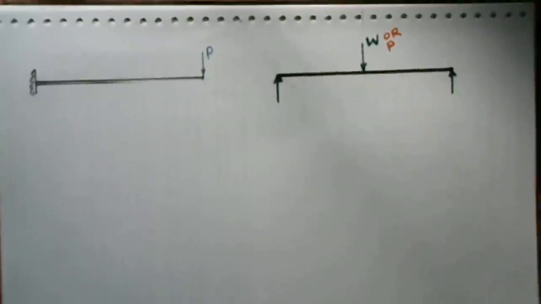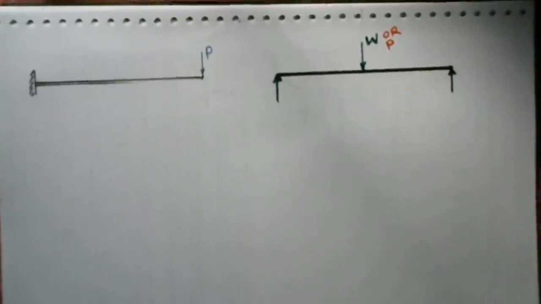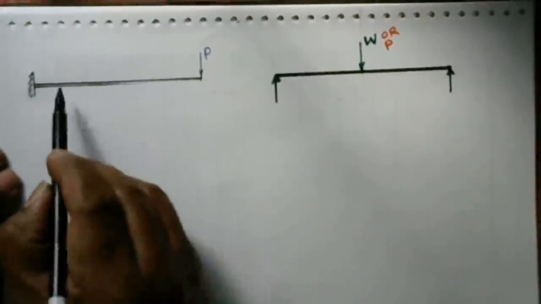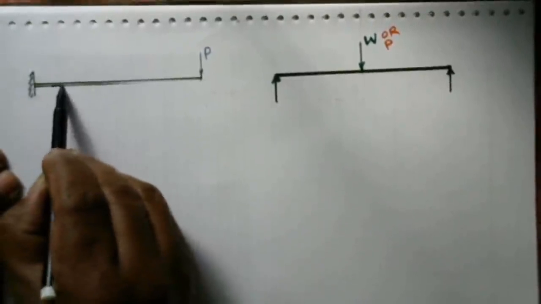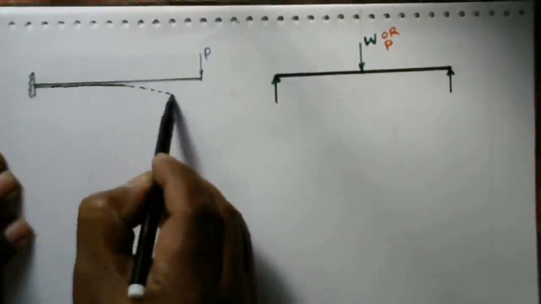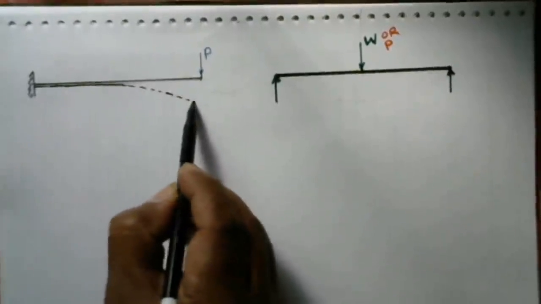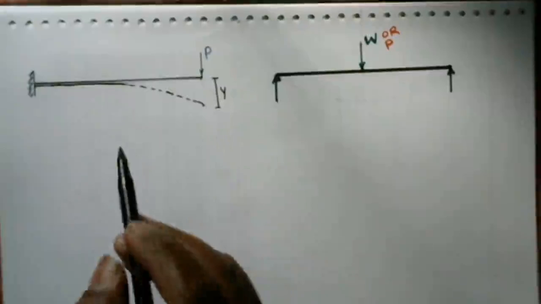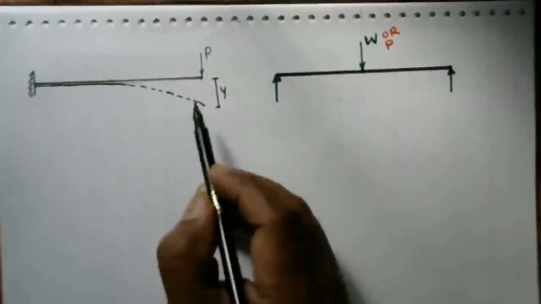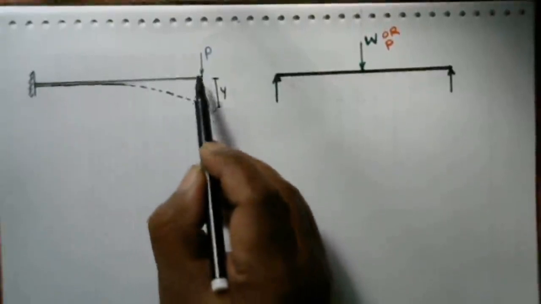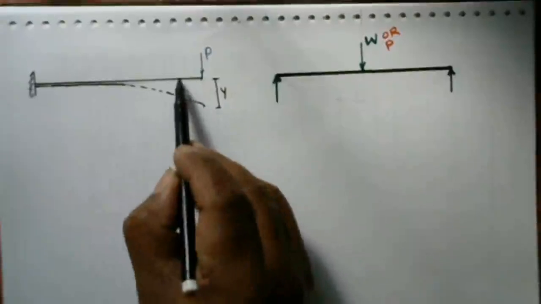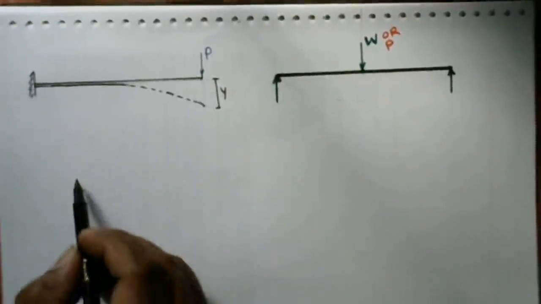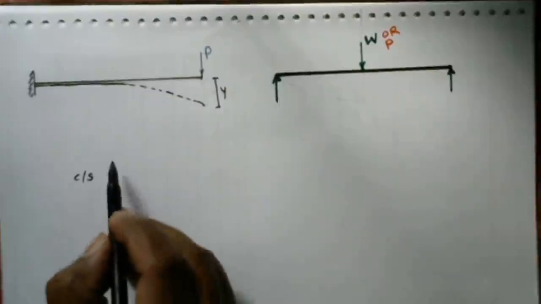Now let's see here, the cantilever beam is subjected to a point load. When the point load is acting on that beam, the beam deflects from its original position in the y direction. It is observed that when the beam or cantilever is subjected to some type of loading, it deflects from its original position. The amount of this deflection depends on its cross section and bending moment.